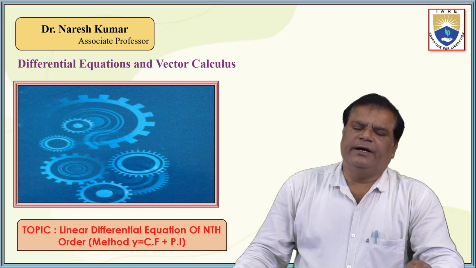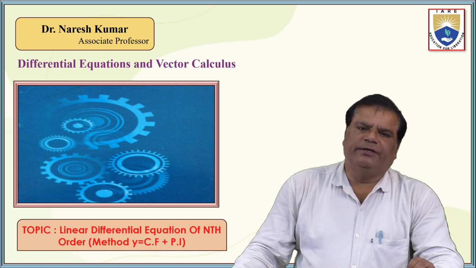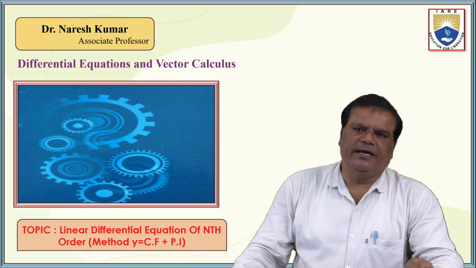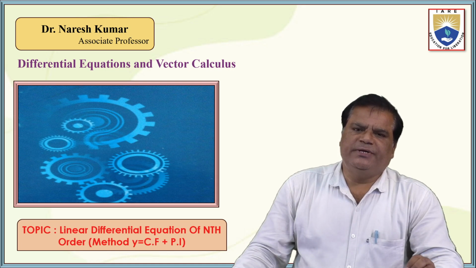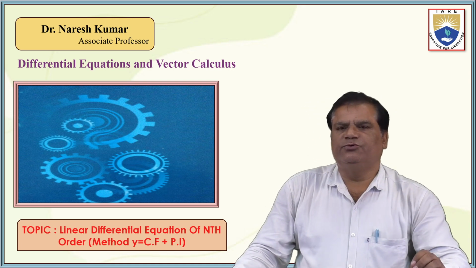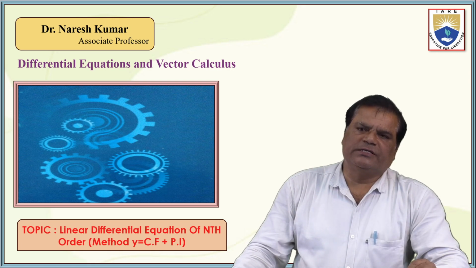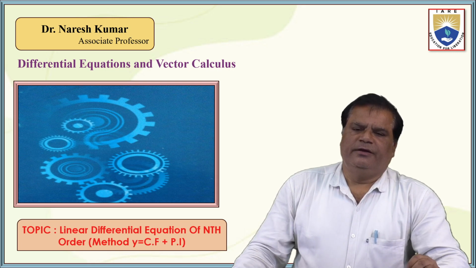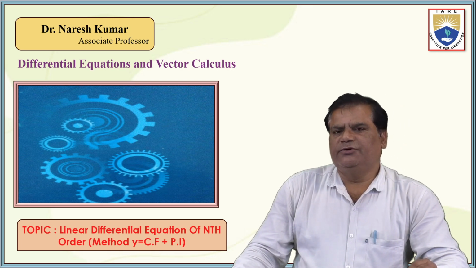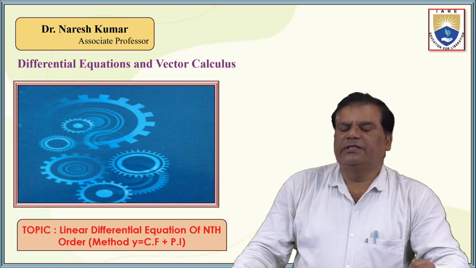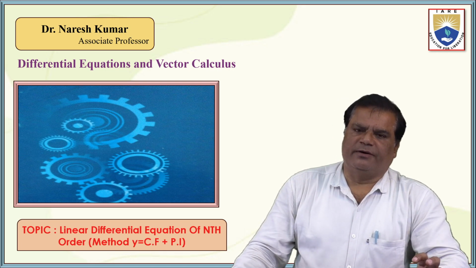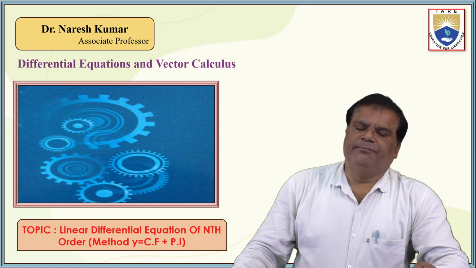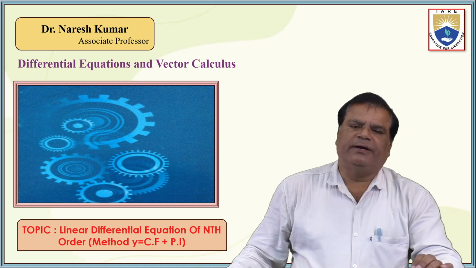Here we apply an important method that is known as the y equal to CF plus PI method. So here, how can we apply the CF plus PI method in a linear differential equation of nth order with constant coefficient? My video is mainly focused on solving a linear differential equation of nth order with constant coefficient. n is any number more than 1. n is any number: 2, 3, 4, or nth order. So we discuss the method one by one.